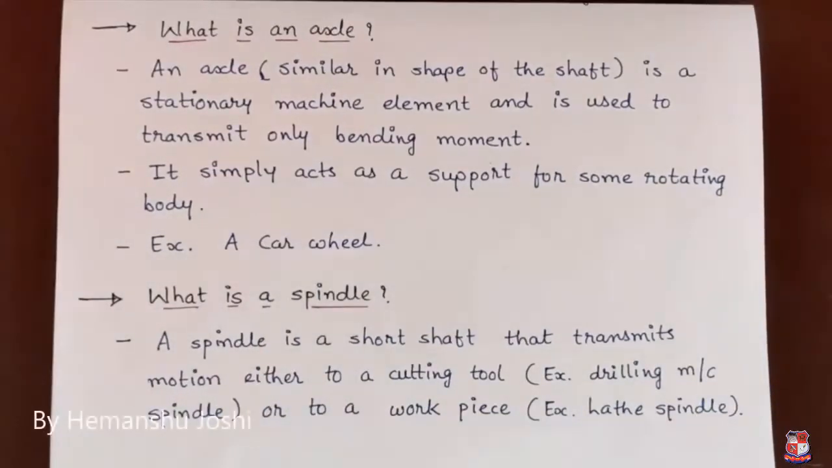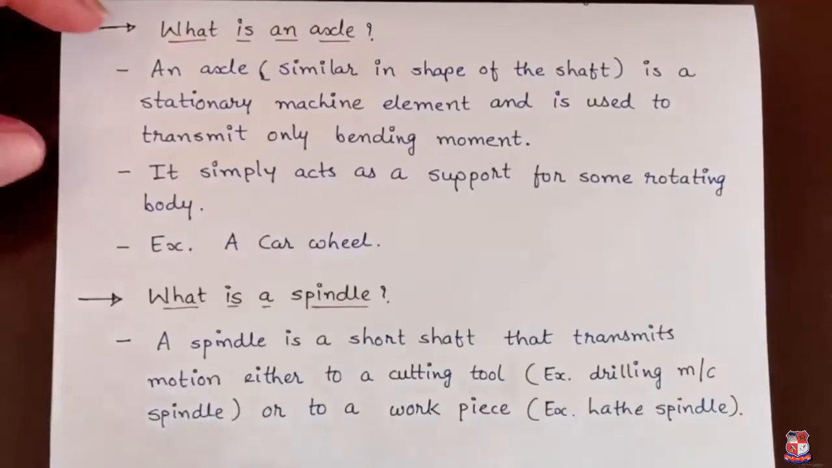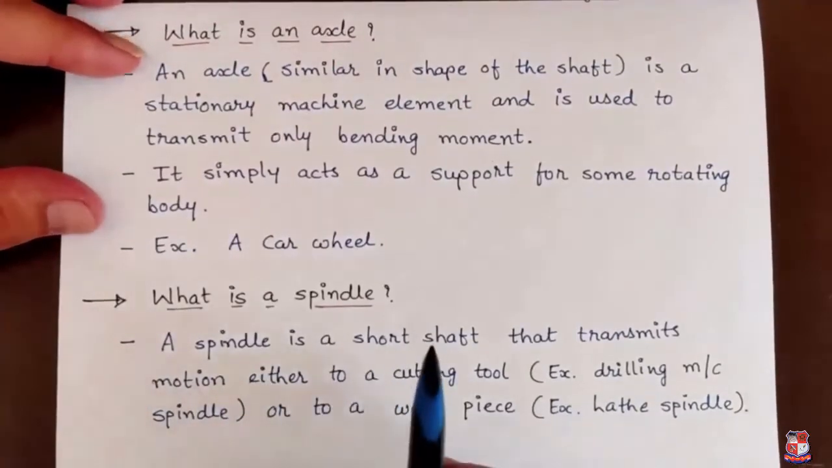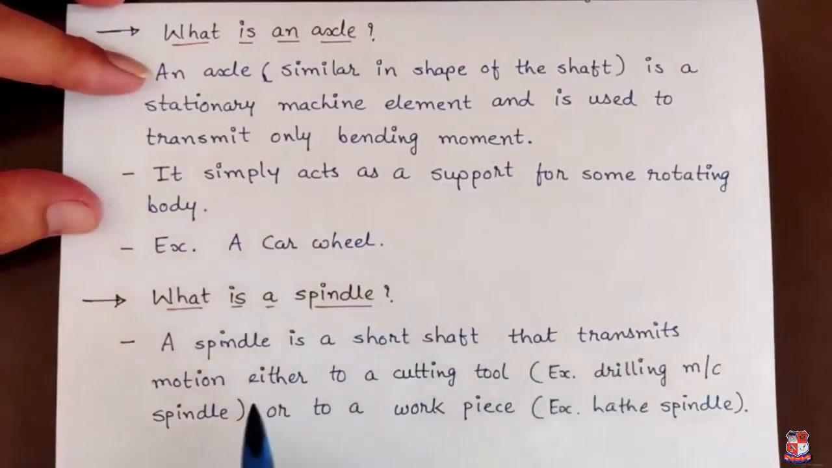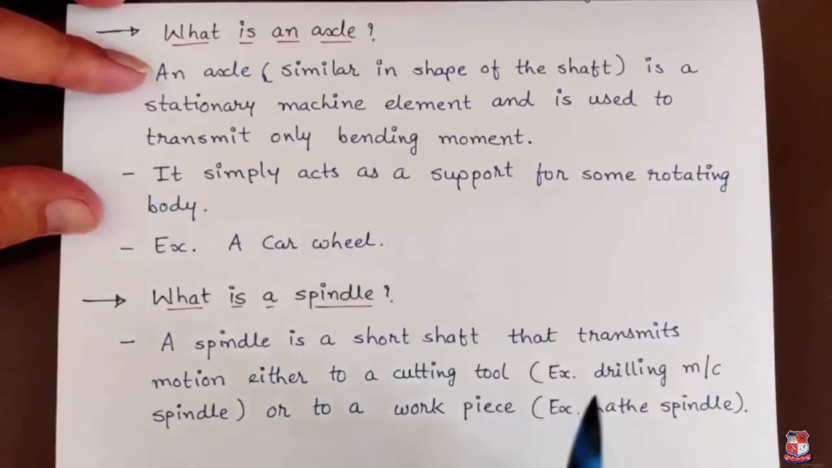Our third term is a spindle. So let us understand what is a spindle. A spindle is a short shaft that transmits motion either to a cutting tool or to a workpiece. Now an example of a cutting tool is a drilling machine spindle and an example of a workpiece is a lathe spindle.